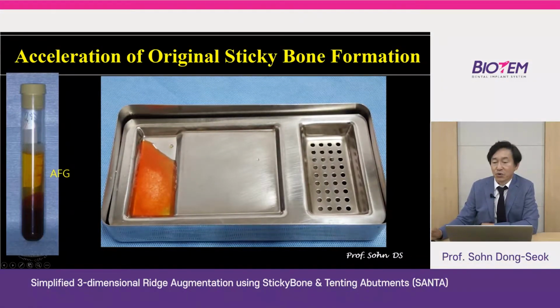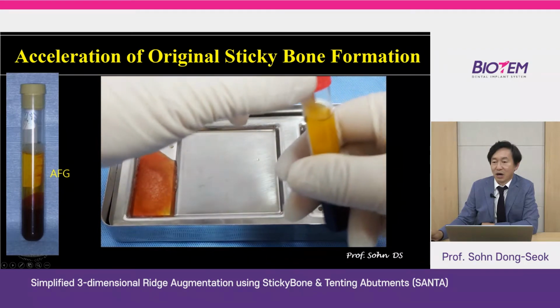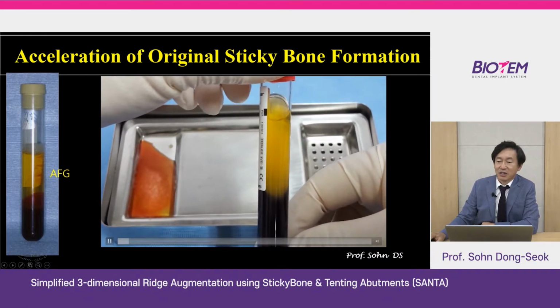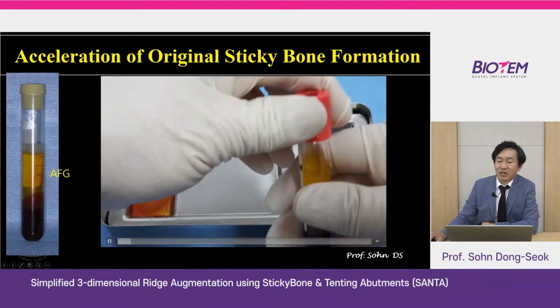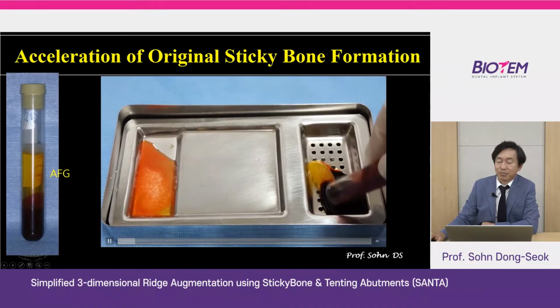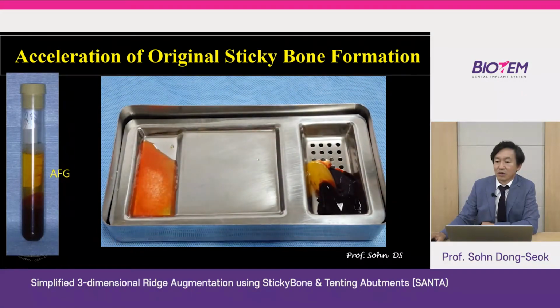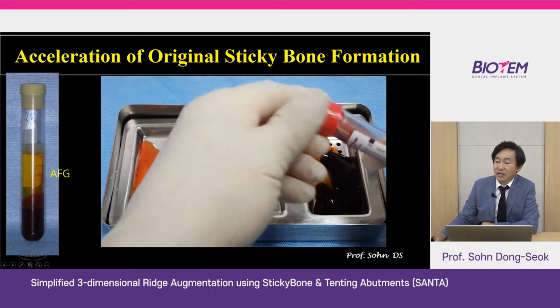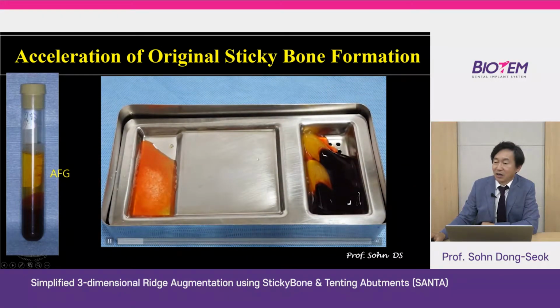This slide shows you how to make sticky bone within 1 minute. After mixing the particulate graft material with AFG, I like to recommend you add coagulation factors attached to the CGF block to accelerate rapid sticky bone formation.